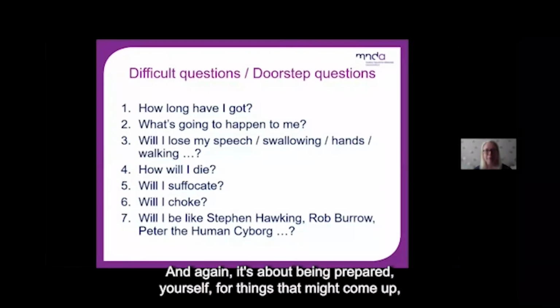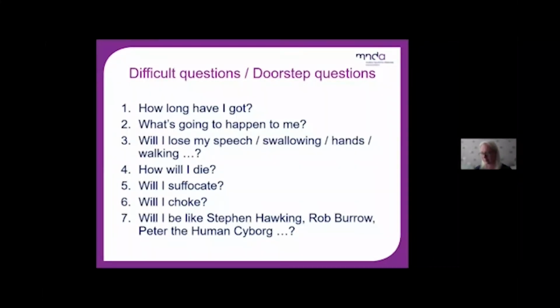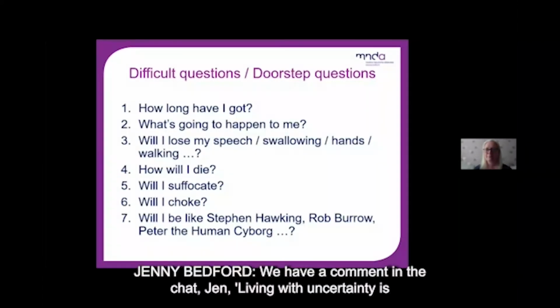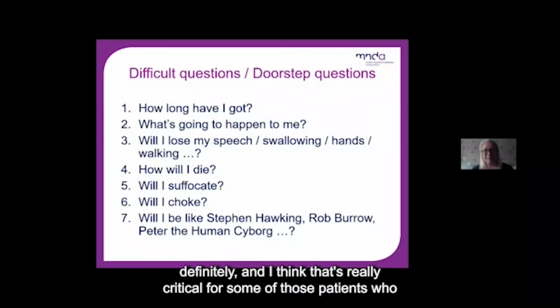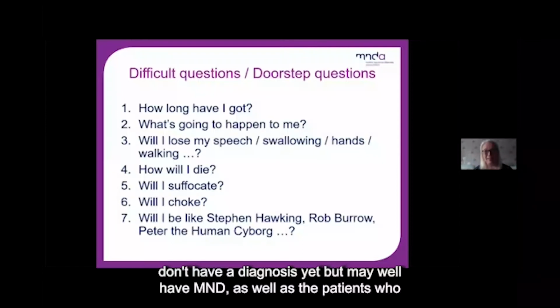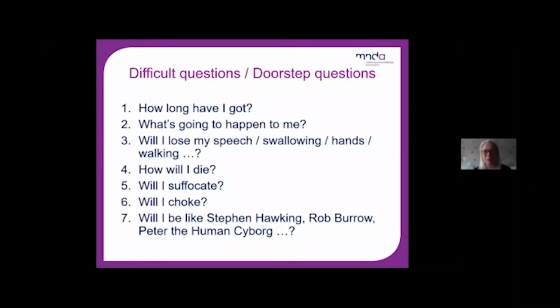And again, it's about being prepared yourself for things that might come up, so that you know what you might say if that comes to you. A comment in the chat, Jen: living with uncertainty is hard. Oh yes, definitely. I think that's really critical for some of those patients who don't have a diagnosis yet but may well have MND, as well as for the patients who don't really know what's going to happen to them. So trying to give that information as much as you can, whilst acknowledging that everybody's different, is really critical.